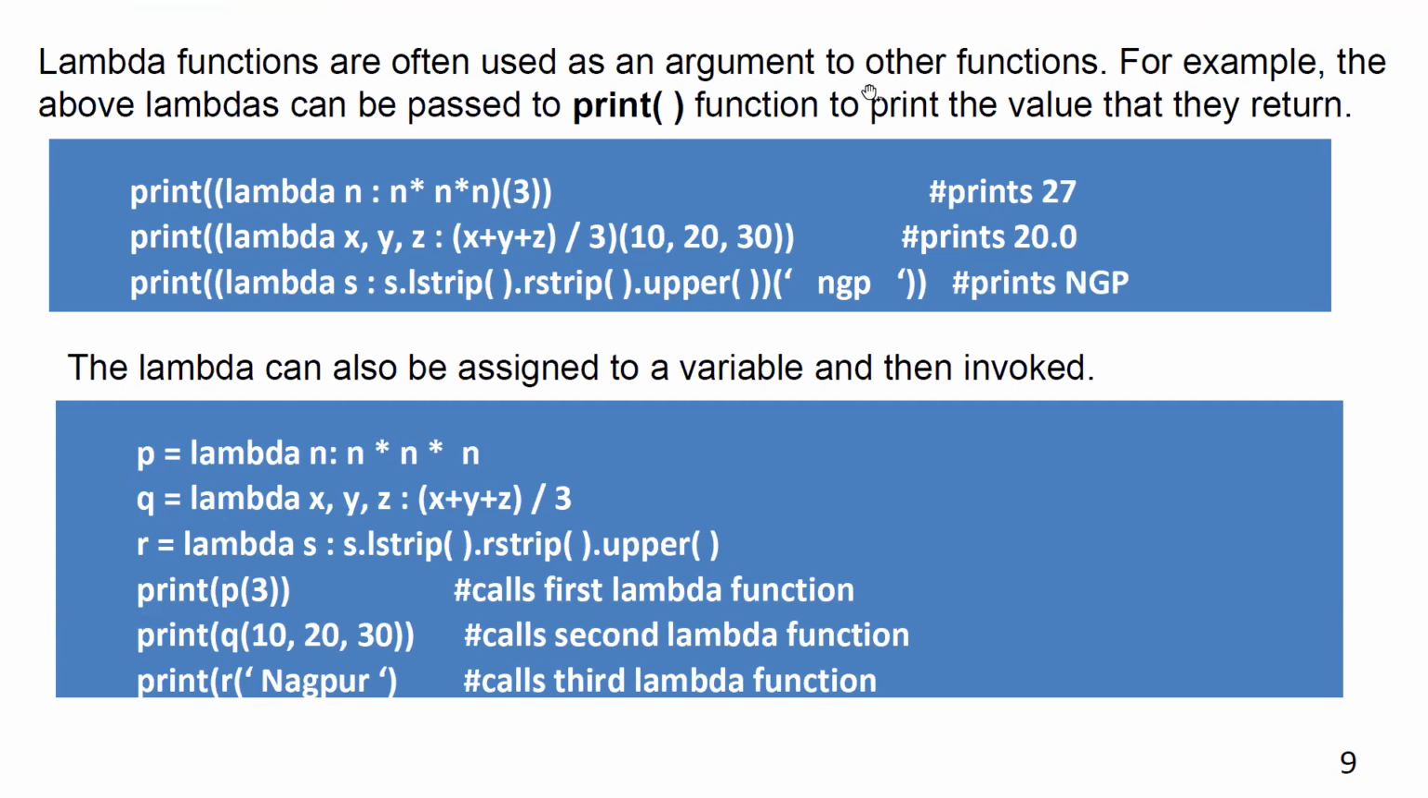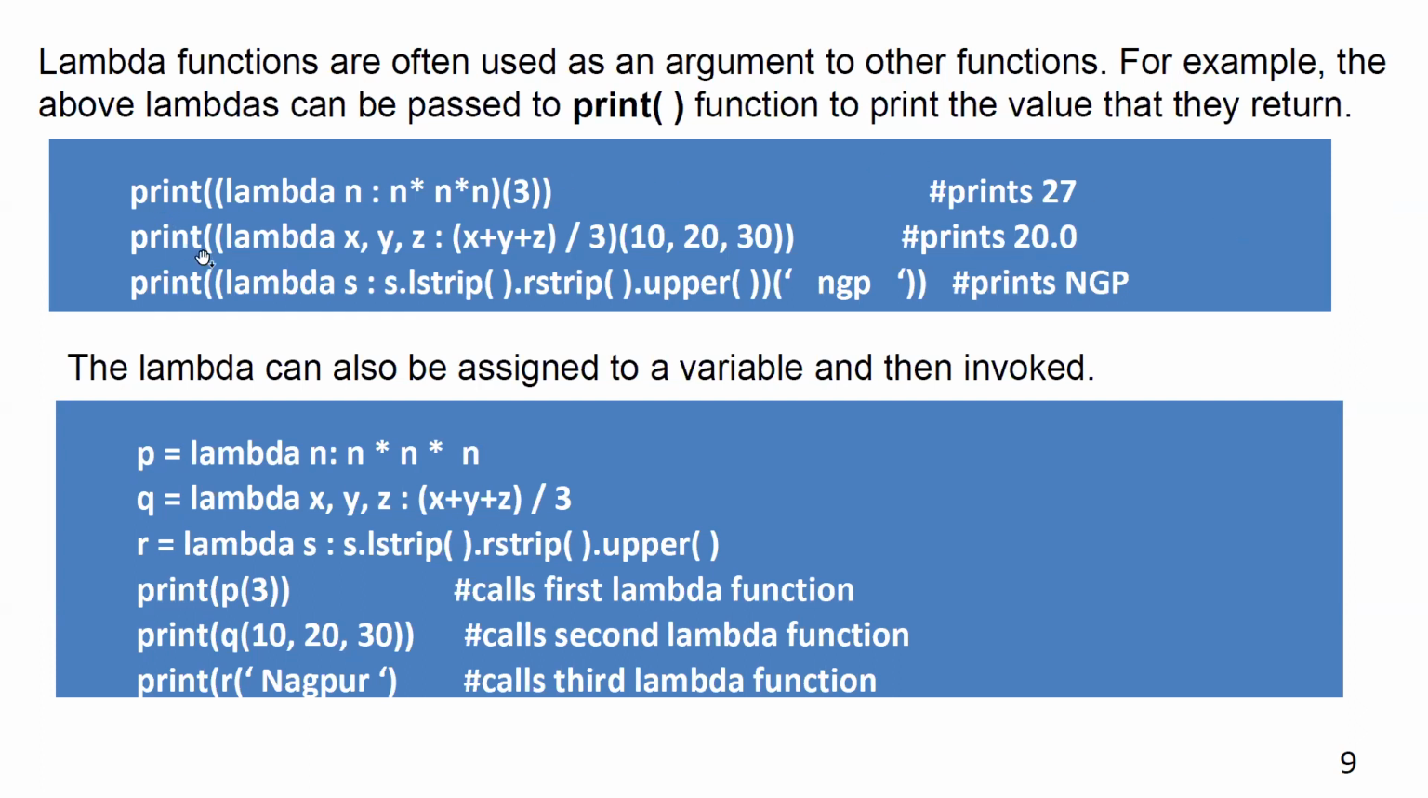Lambda functions can be used as an argument to another function. We have created these three lambda functions, and they can be given as arguments to another function. Here these three functions are given as arguments to the print function, so whenever they are given as arguments to print, it will simply print the result.